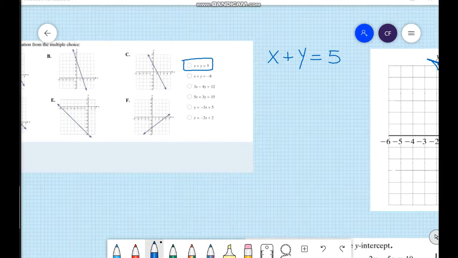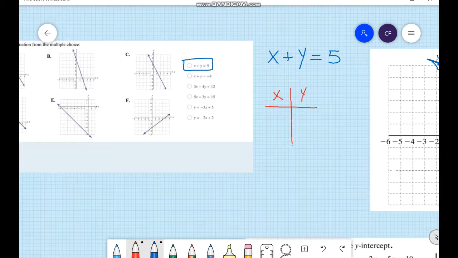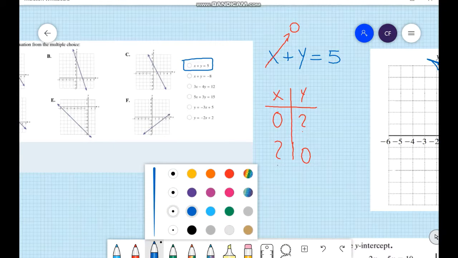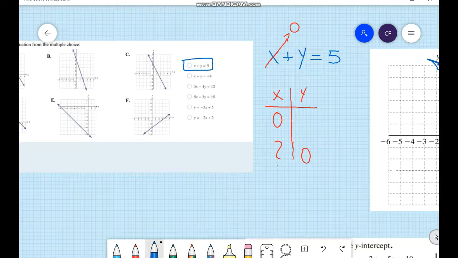X plus y equals 5. So make this table here. X, y, make x equals 0 to find y, and make y equals 0 to find x, okay? And tell me here, if x equals 0, what's the value of y? What's going to be the value of y if x equals 0? Type here in the chat. Check the equation. X equals 0, y is going to be equal to?